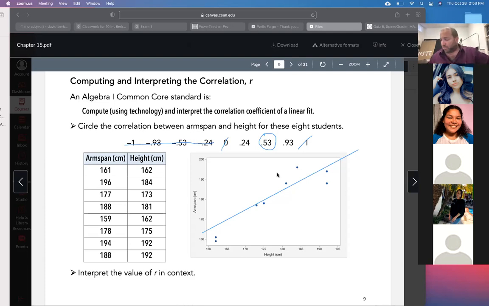This time, go to the right to calc, and then go down to the fourth one, LinReg(ax+b). And when you do that, you should have something that looks like this. X list should be L1, Y list should be L2, and frequency list should be blank. And then you go down to calculate. And when you calculate, what do you see? What's the R value?